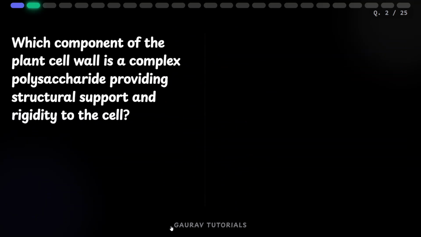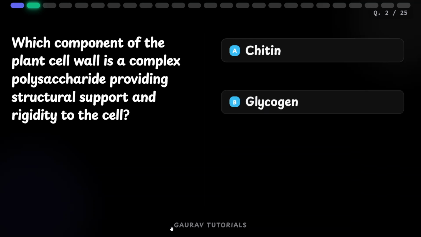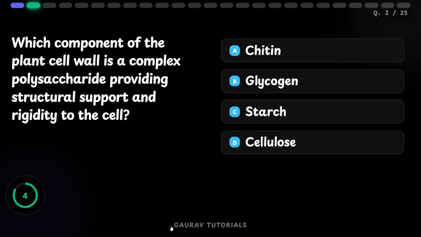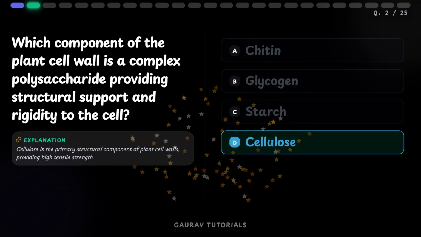Mitochondria. Question number two. Which component of the plant cell wall is a complex polysaccharide providing structural support and rigidity to the plant? Option A, chitin, option B, glycogen, option C, starch, and option D, cellulose. The correct answer is cellulose.